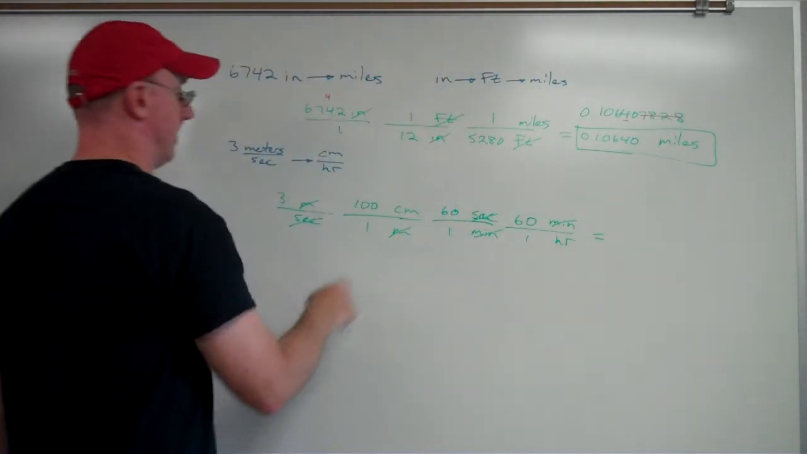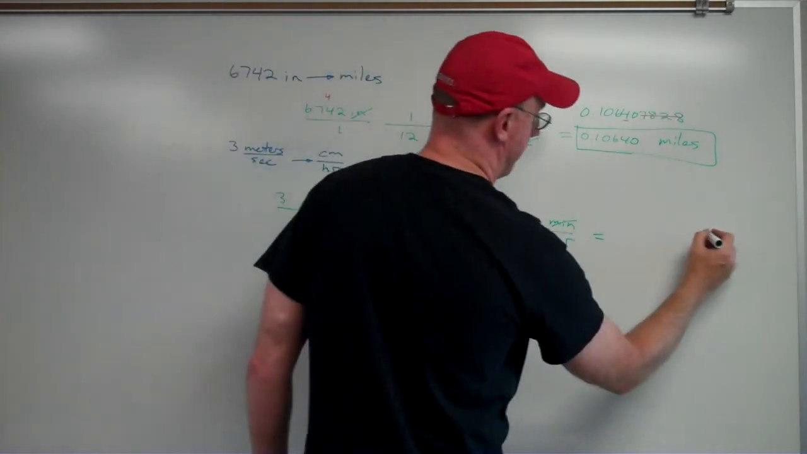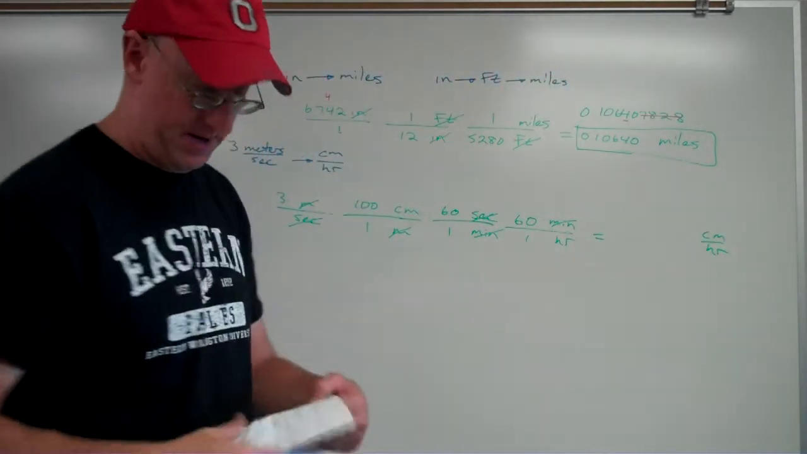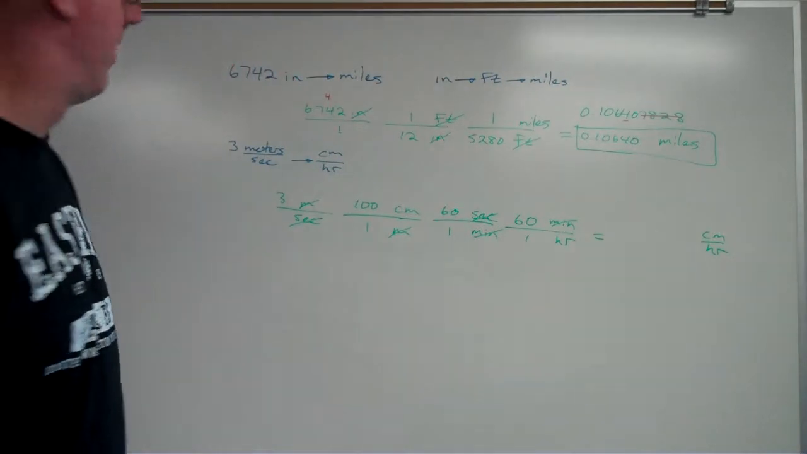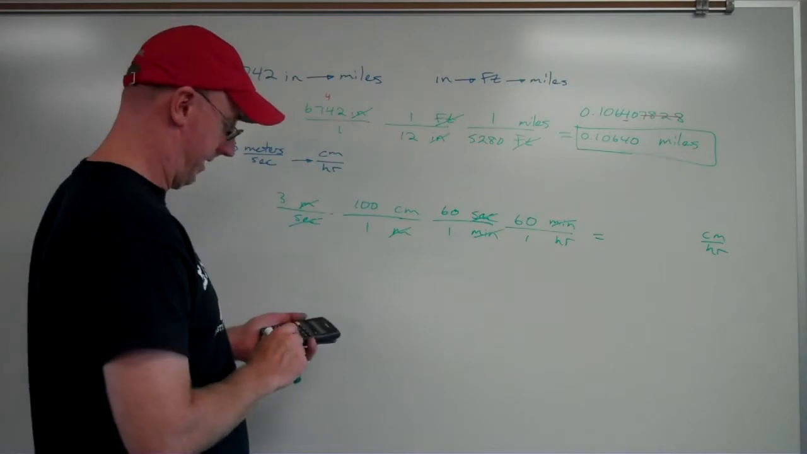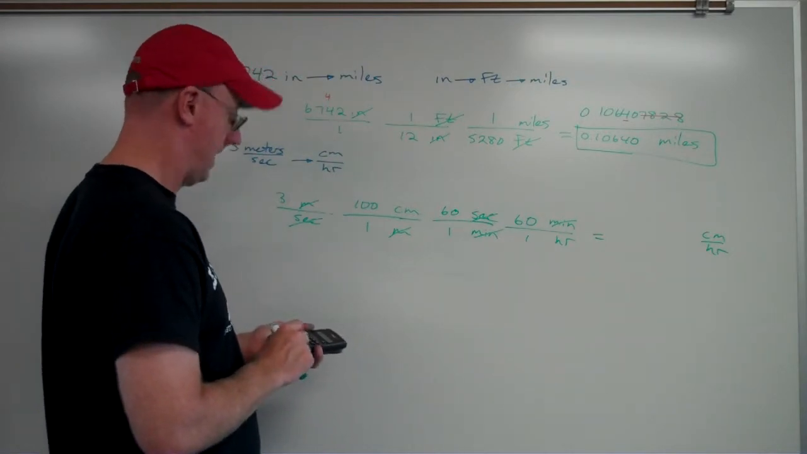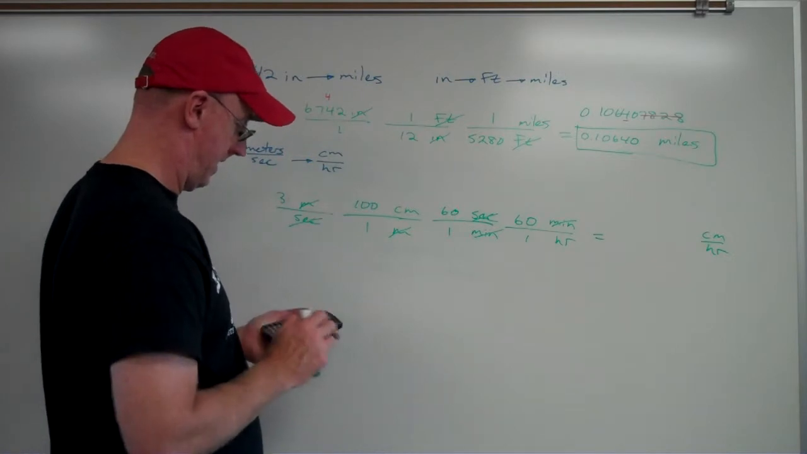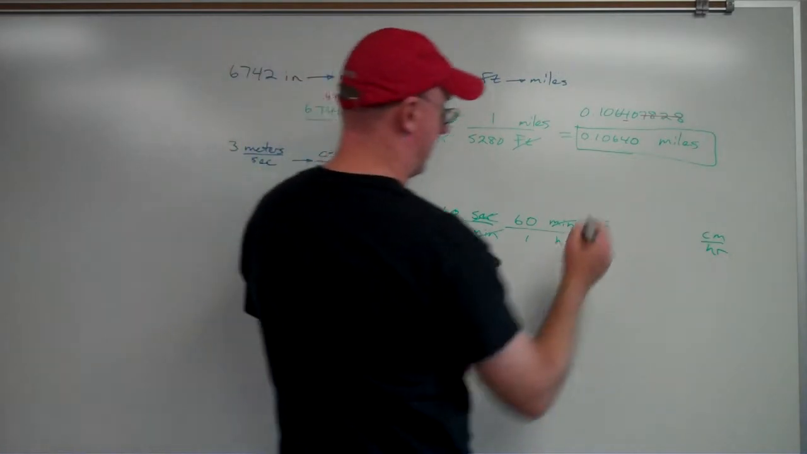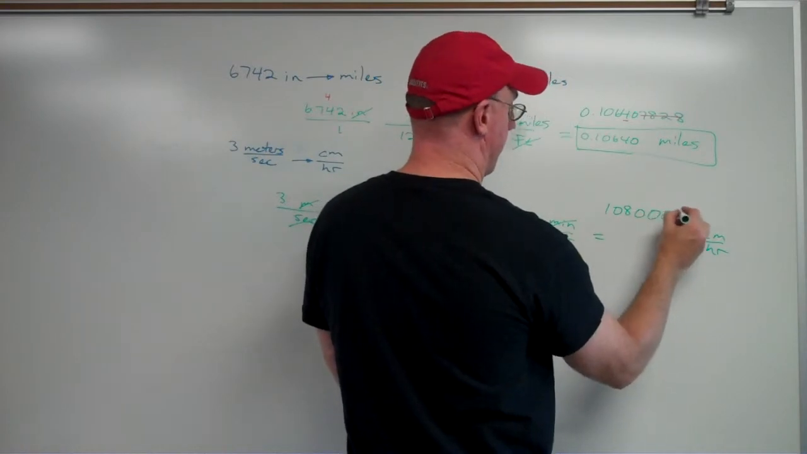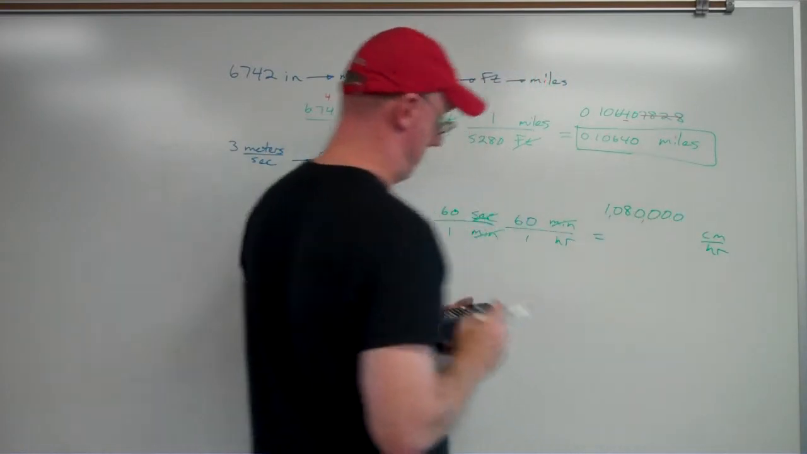So my units, centimeters per hour, that's what I want. And go ahead and do the math. I don't have that one on my calculator, so on top you multiply: 3 times 100 times 60 times 60. 1,080,000. 1, 2, 3, 4, 5, 6 digits. So a little over a million.